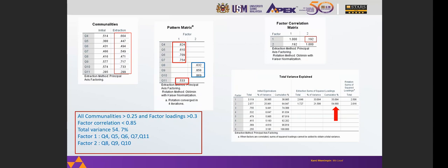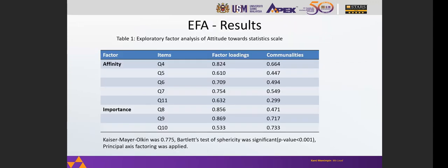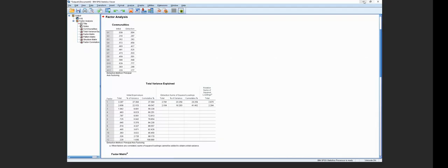Factor 1 has the items Q4, Q5, Q6, Q7 and Q11, and factor 2 has Q8, Q9 and Q10. So this is how you report your EFA result: the factors, the items, the factor loadings, and the communalities.